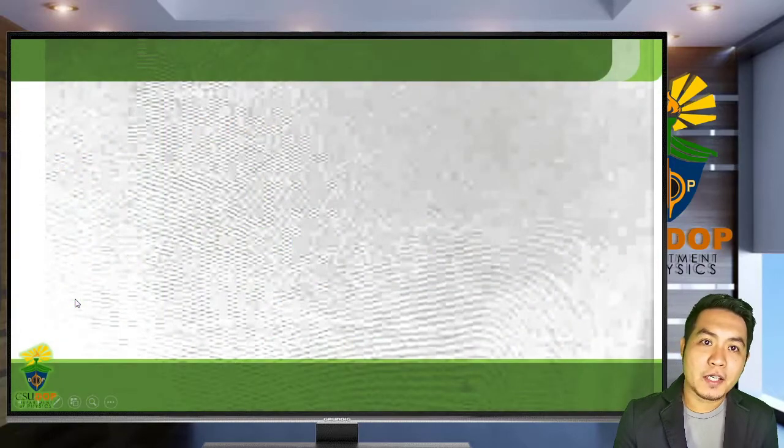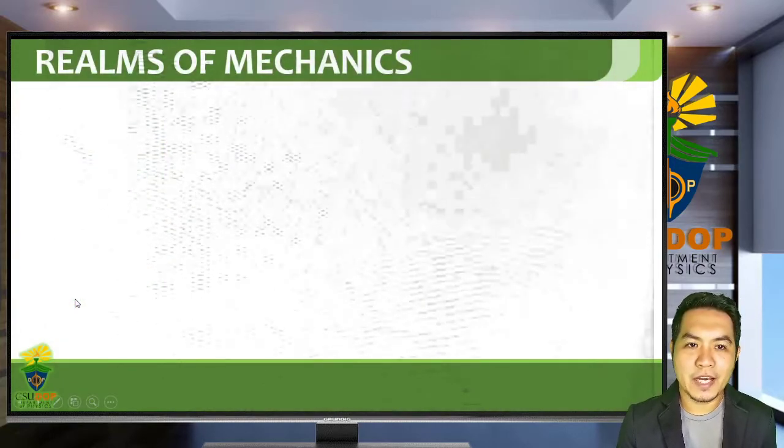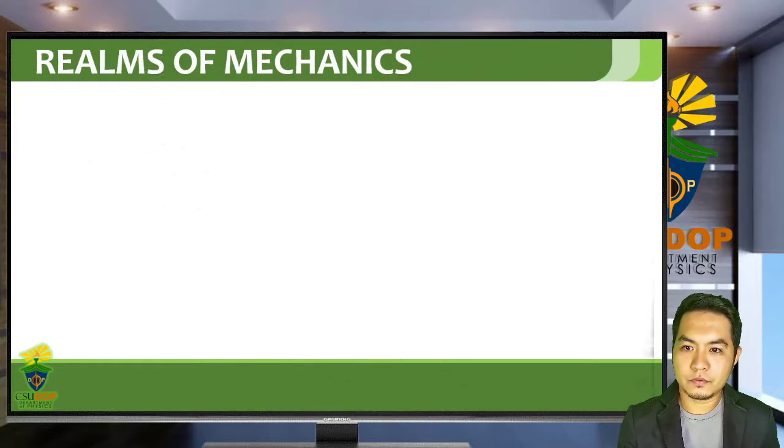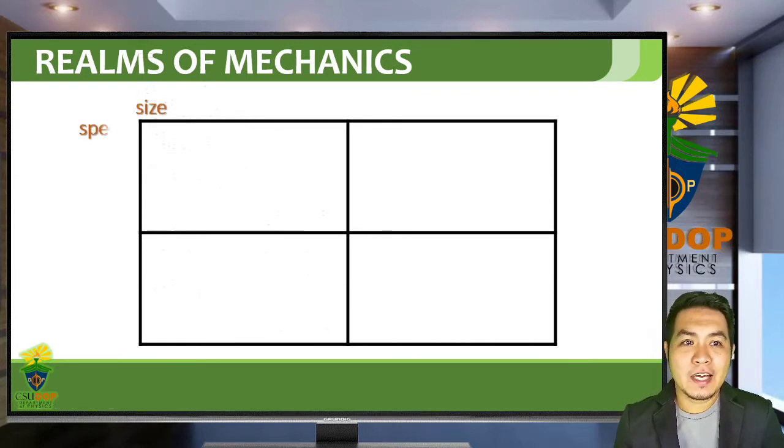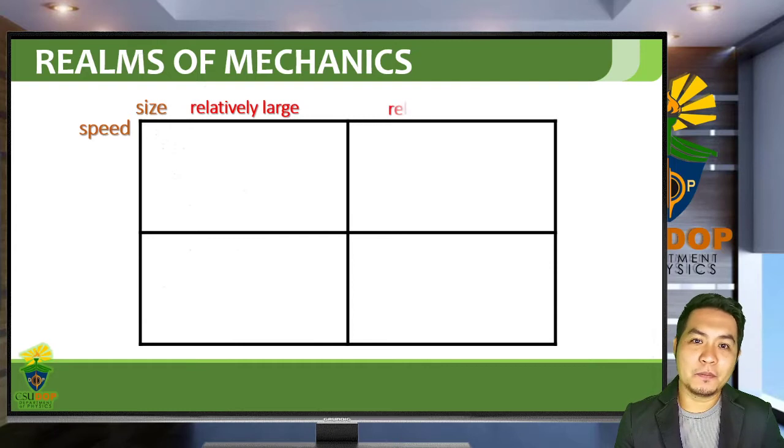Let's first go back to the different realms of mechanics. We can categorize the realms of mechanics depending on the size of our particles and the speed at which they are moving. Their sizes can be relatively large, relative of course to an atom. An atom is actually relatively small. You have electrons, protons, neutrons. Those are relatively small particles.